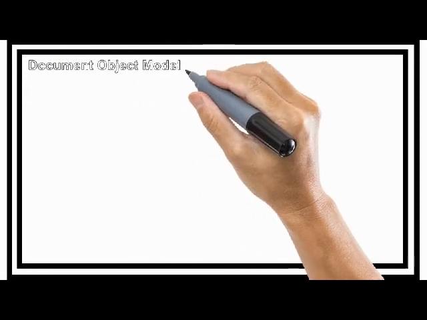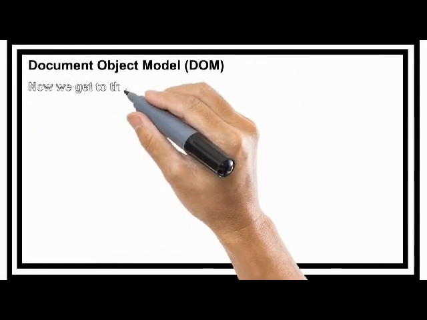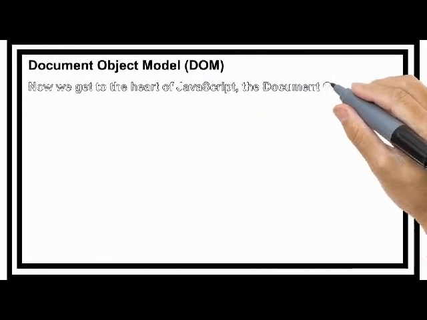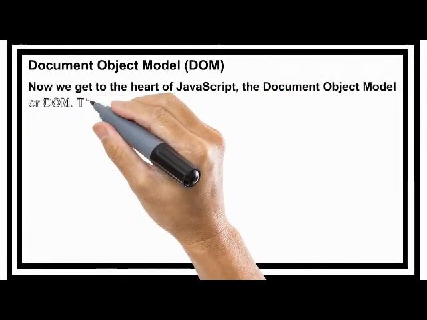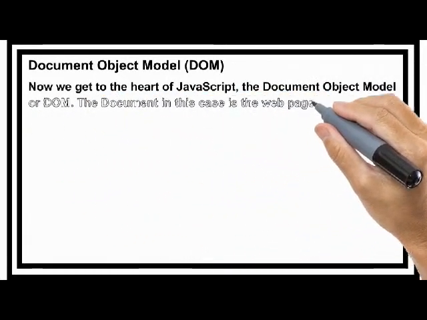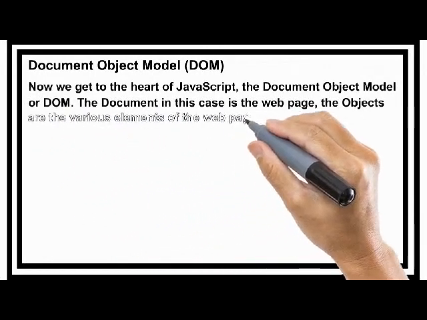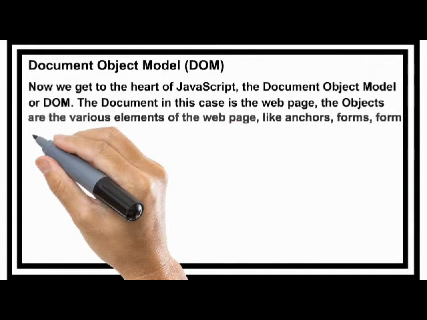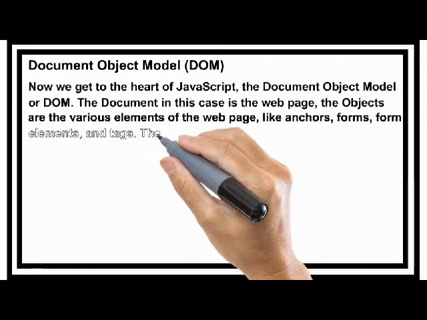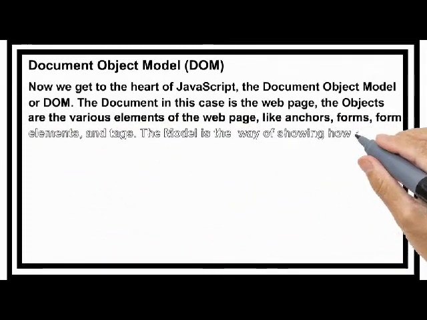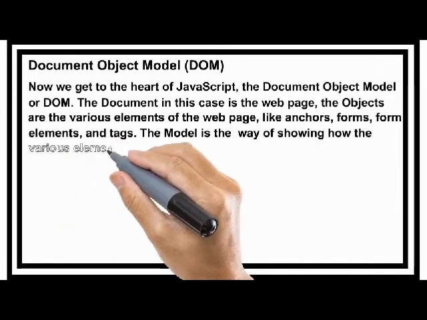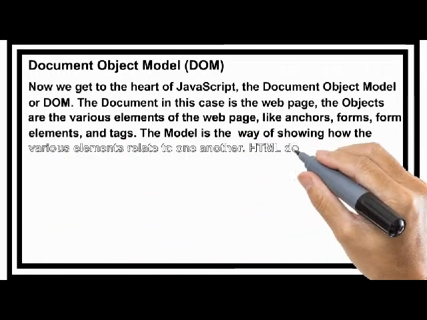Document Object Model. Now we get to the heart of JavaScript, the Document Object Model, or DOM. The document is the web page. The objects are the various elements of the web page, like anchors, forms, form elements, and tags. The model is the way of showing how the various elements relate to one another.